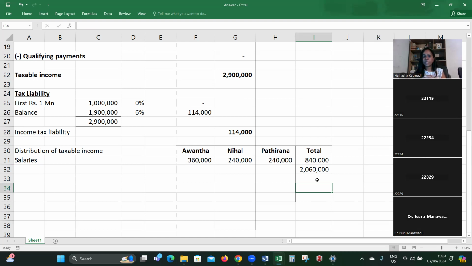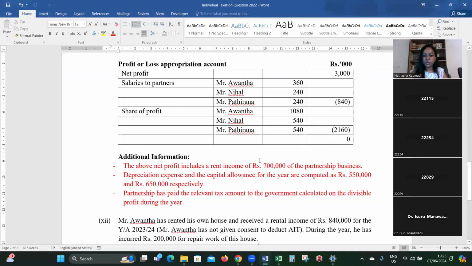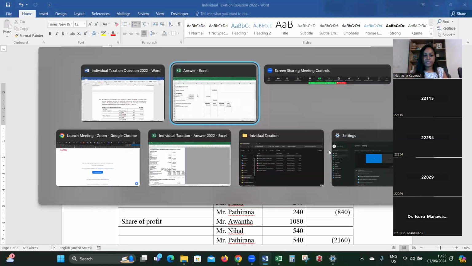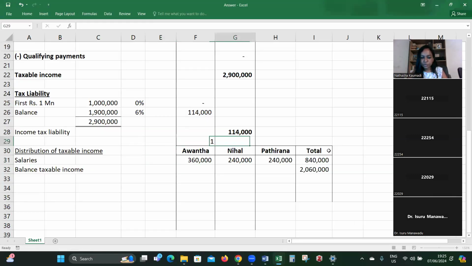That is the balance. So we had 2.9 million in total. Out of 2.9 million, we have distributed 840 as salaries. This is the balance taxable income. Now we have to distribute this balance taxable income among the partners. What is the profit sharing ratio? 2 to 1 to 1, right? It's given in the question. So we'll write it here, 2 to 1 to 1.